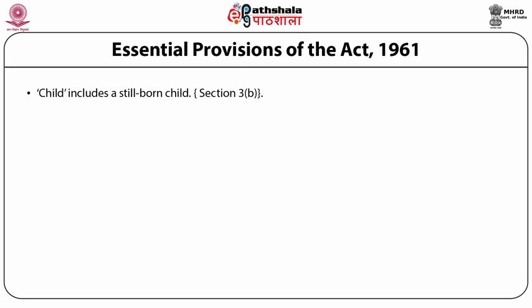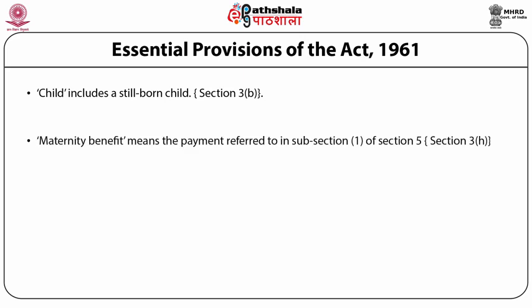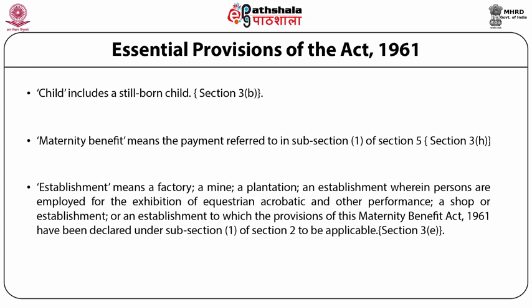child. It defines maternity benefit, which means the payment referred to in subclause 1 of section 5. Establishment has also been defined, and it means a factory, a mine, a plantation, an establishment wherein persons are employed for the exhibition of equestrian, acrobatic and other performance, a shop or establishment, or an establishment to which the provisions of this Maternity Benefit Act of 1961 have been declared under Section 1, subsection 1 of Section 2 to be applicable.